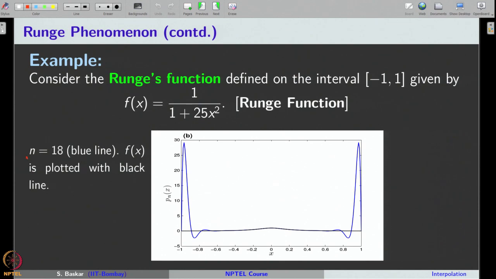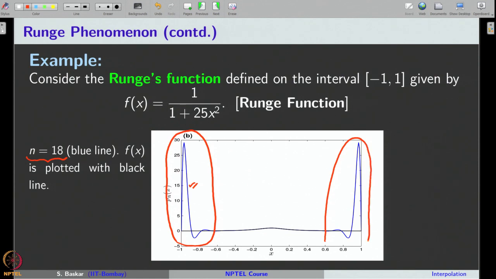Let us increase the degree of the polynomial and see how the interpolating polynomial behaves near the boundary. Let us take n equal to 18, and thereby construct an 18th degree polynomial interpolating the Runge function, shown in this blue solid line. You can see that the polynomial is oscillating widely near the boundary. This is typically what is called the Runge phenomenon. In other words, the Runge phenomenon is clearly visible in the interpolating polynomial of degree 18 for this function. And in fact, you can see that the total error is near 30, which is clearly not acceptable as a good approximation.